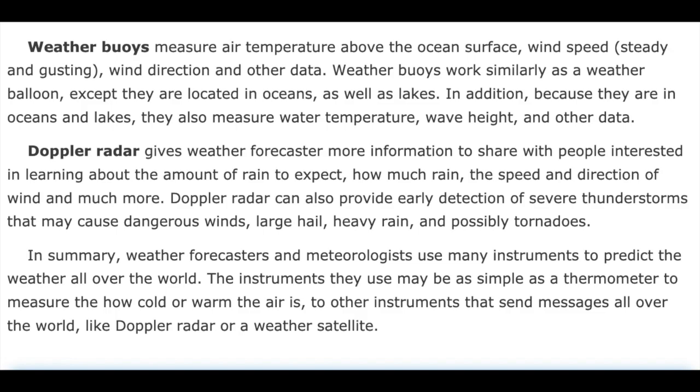Doppler radar gives weather forecasters more information to share with people interested in learning about the amount of rain to expect, how much rain, the speed and direction of the wind, and much more. Doppler radar can also provide early detection of severe thunderstorms that may cause dangerous winds, large hail, heavy rain, and possibly tornadoes. In summary, weather forecasters and meteorologists use many instruments to predict the weather all over the world.